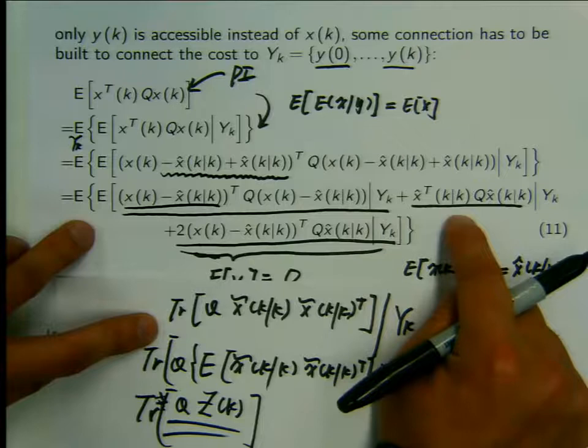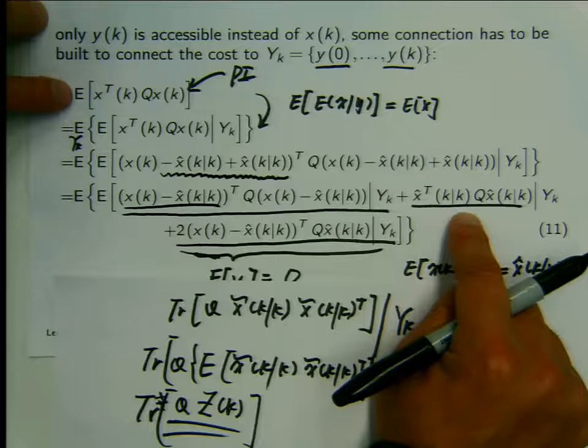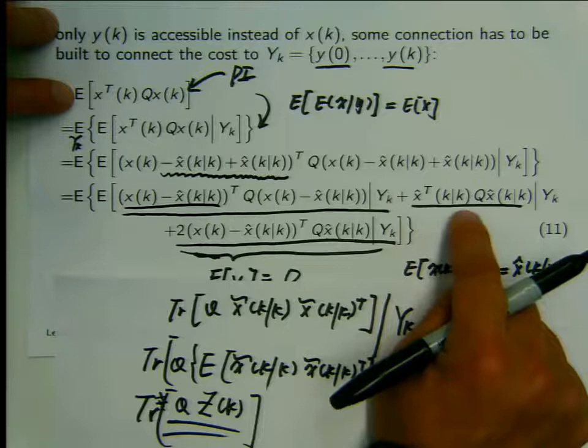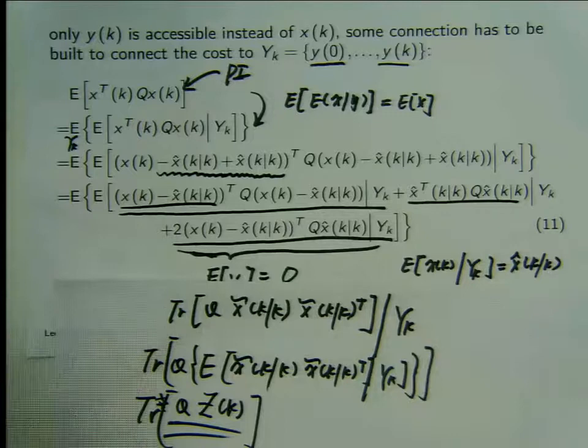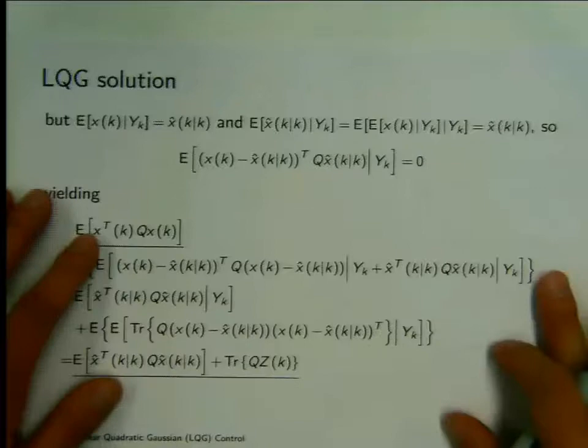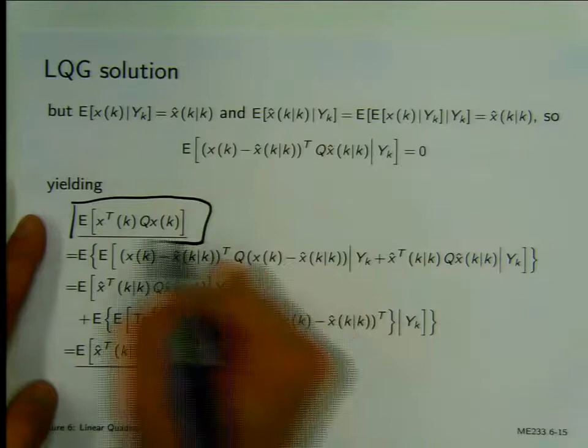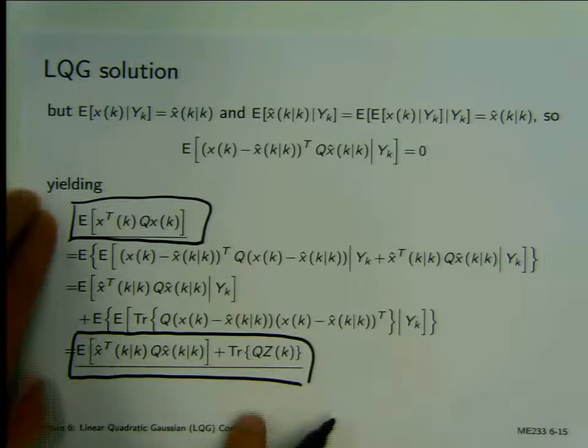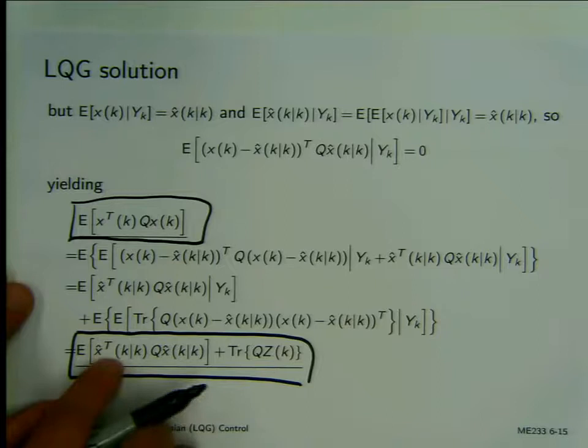So we have started with something quadratic in x to reach this quadratic function of x hat, where we are using the information of the output. So the main message, summarizing, is this guy. We have done all these steps. The final conclusion is that this quadratic function of x equals some constant term plus this quadratic function of x hat.